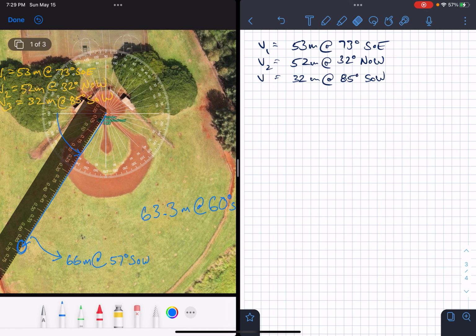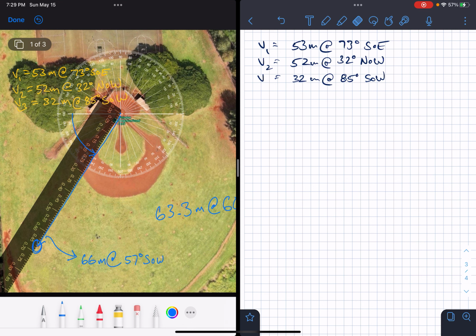What we're going to do over here on the right is take our three original vectors, which I have written here in yellow, and transfer them over onto this grid. We're going to add them together mathematically and see how close we get to that original 66 meter length at 57 degrees south of west direction that we arrived at in the first part.